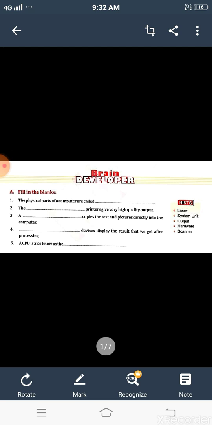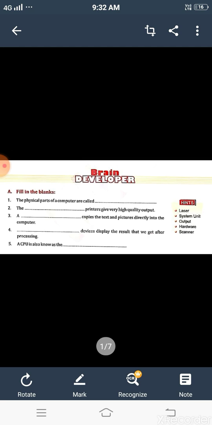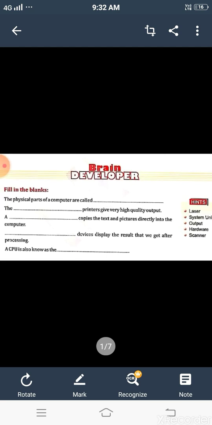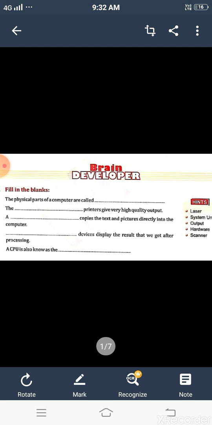The first exercise of this chapter is fill in the blanks. Question number 1. Here hints are also given. With the help of these hints, you write the answer. Question number 1. The physical parts of a computer are called? Answer is hardware. Question number 2. The dash printer gives very high quality output. Answer is laser.